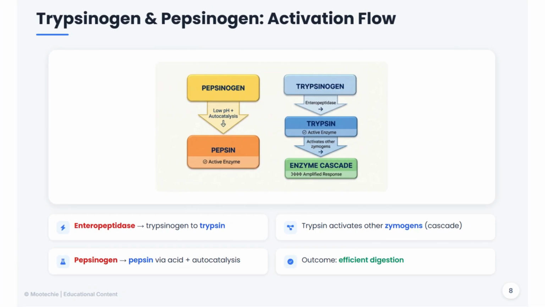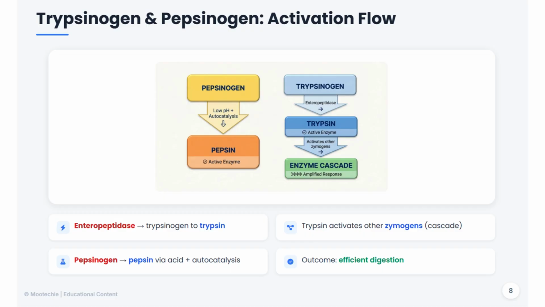Let's zoom in on two major zymogens, trypsinogen and pepsinogen, and their activation flow. On the left, pepsinogen is activated by the low pH in the stomach plus autocatalysis by already formed pepsin, resulting in the active enzyme pepsin. On the right, trypsinogen secreted into the small intestine is activated by the enzyme enteropeptidase, forming active trypsin.